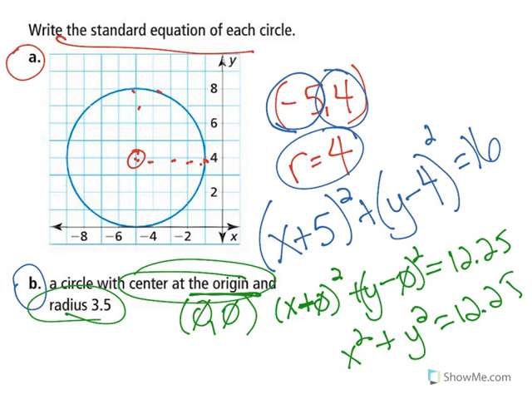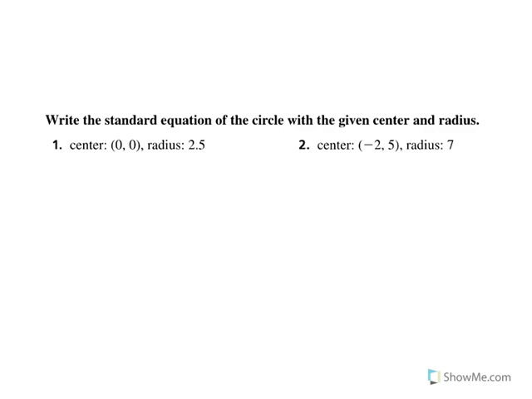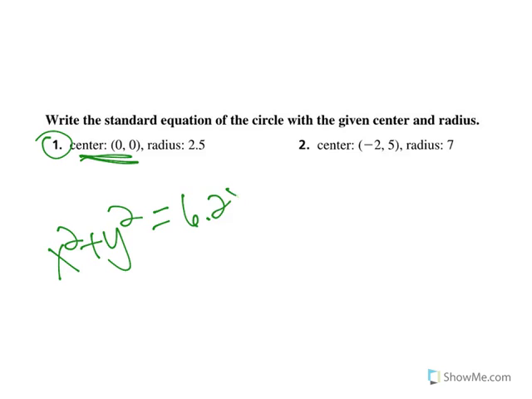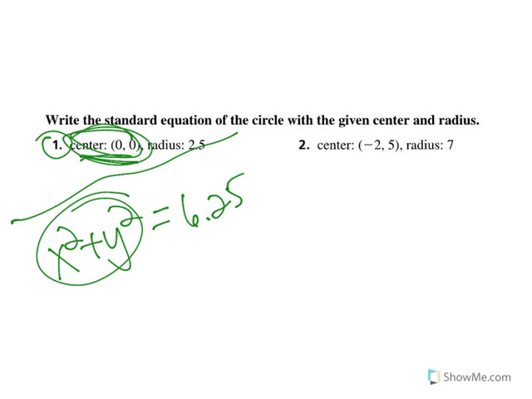Anytime you have a center at the origin, your answer should look like this, because you can simplify this. For example, here, number 1, our center is at 0, 0, so we know we're going to have x squared plus y squared equals the radius squared, 2.5 squared is 6.25. You're done. You don't actually have to write out all those other steps. If you remember that center at 0, 0 means it's going to look like that on the left side.